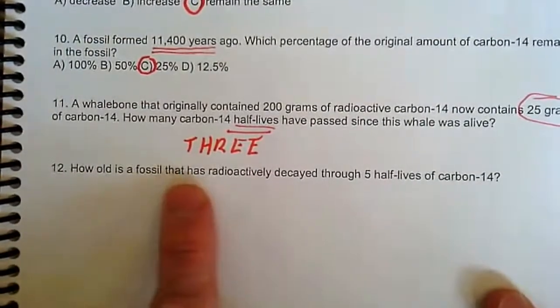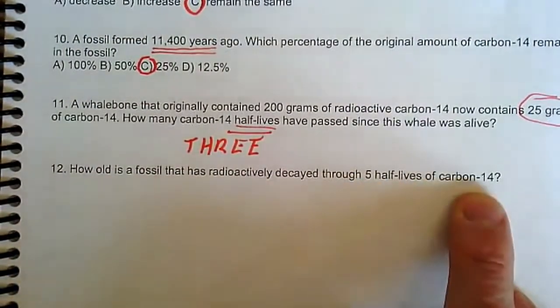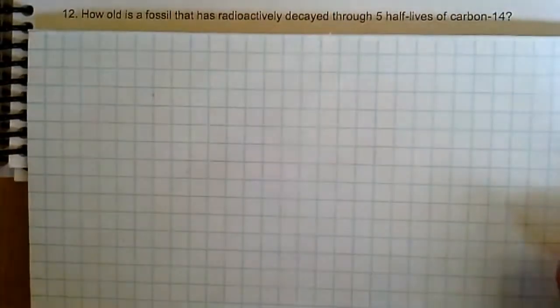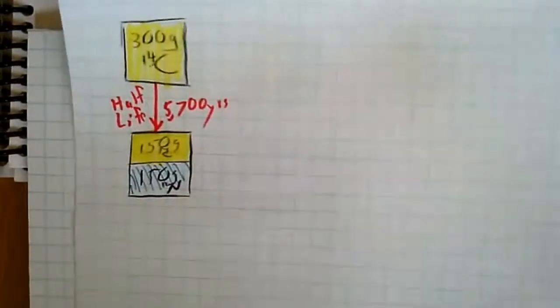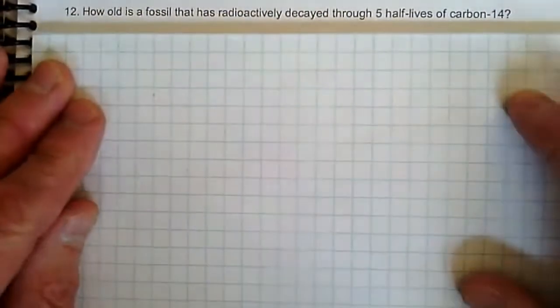Question 12. How old is a fossil that has radioactively decayed through 5 half-lives of carbon-14? So let's draw that. Something going through 5 half-lives of carbon-14. And again, we could draw this with some circles, or with some squares, however you'd like to set this up. I'm going to go through 5 half-lives of carbon-14. We have an example of that here in our notes.